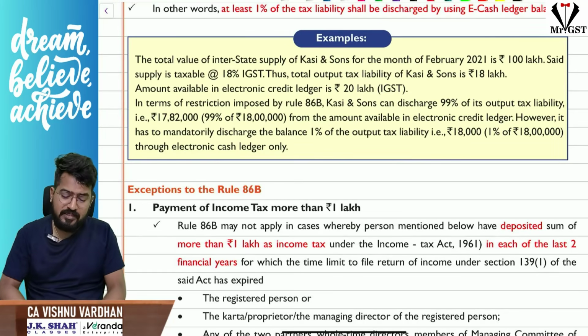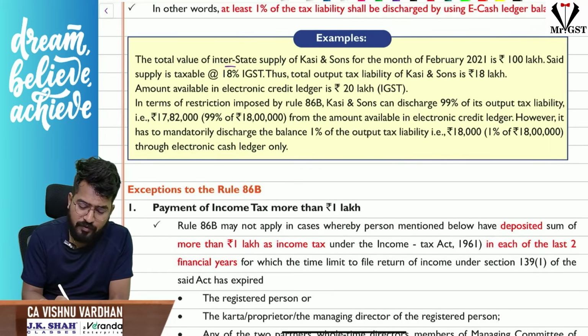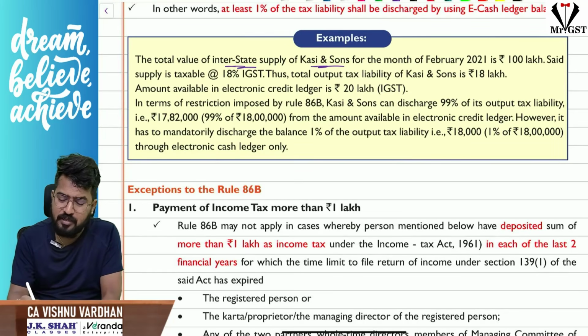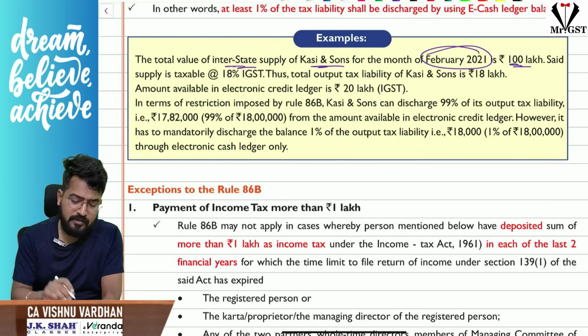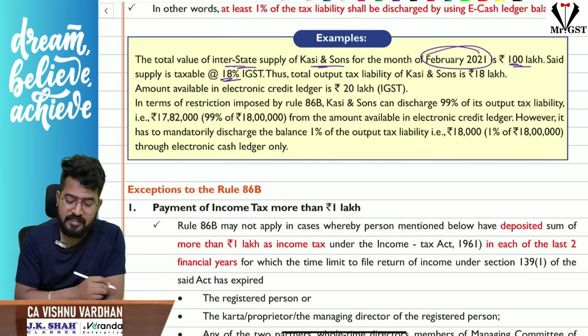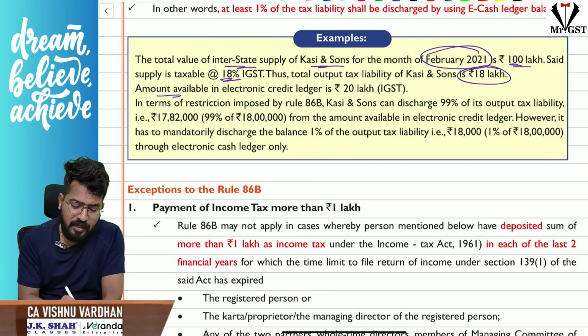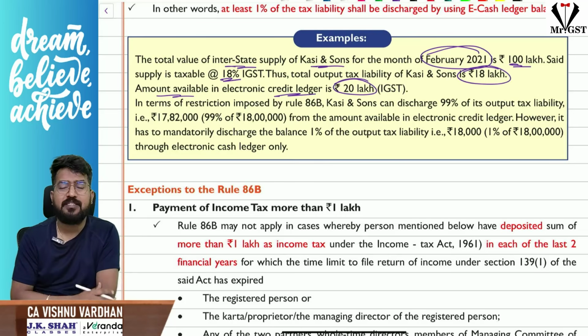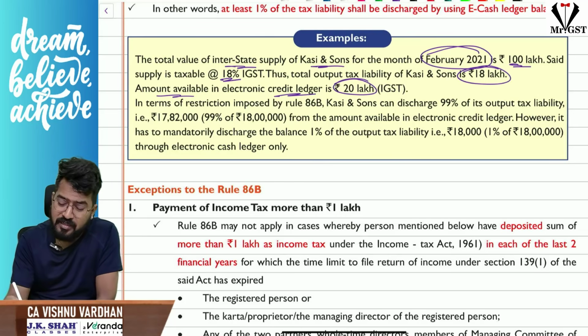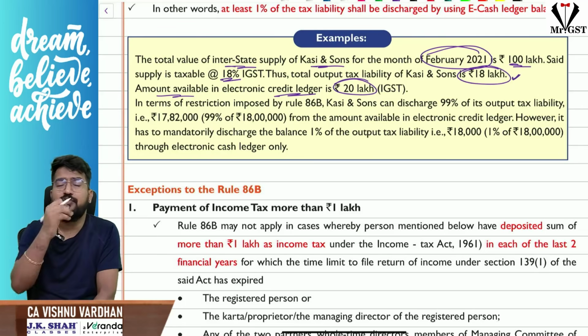So look at this example. The total value of interstate supply of Kasi and Sons for the month of Feb is 100 lakhs, exceeding 50 lakhs. GST is 18%, full IGST. So IGST payable is 18 lakhs, but the amount available in the credit ledger is 20 lakhs. And you know, the amount available in the e-credit ledger may be 20 lakhs, but at least 1% of this liability you should discharge in cash.